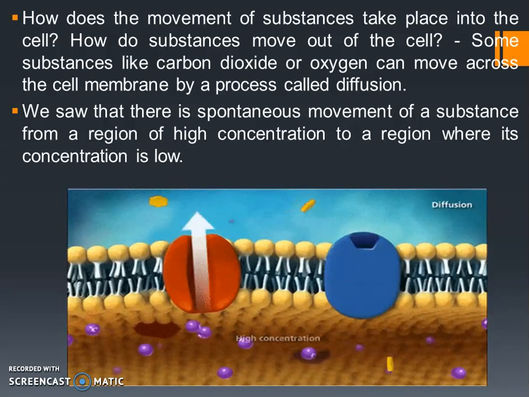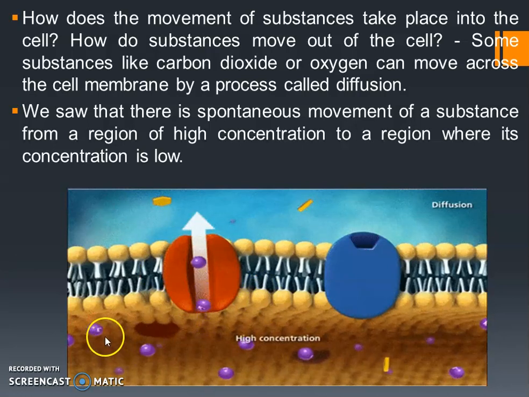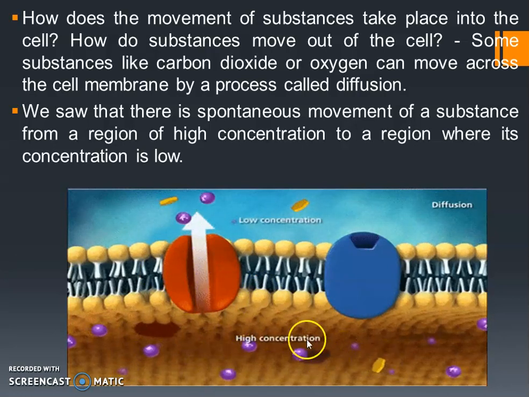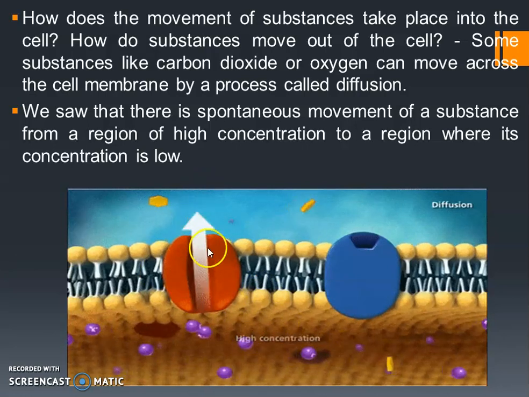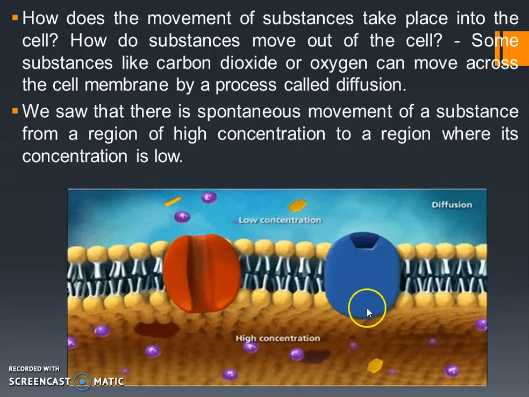Now, what is this diffusion process? Here you can see in this image, children, you can see the substances which are in higher concentration. It is moving to the lower concentrated area. So this is the cell membrane.